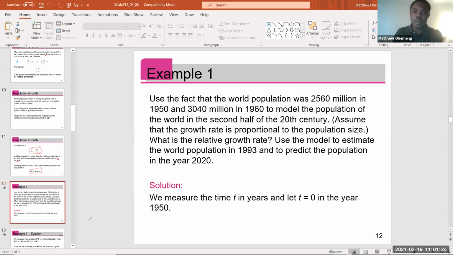Use the fact that the world population was 2560 million in 1950 and 3040 million in 1960 to model the population of the world in the second half of the 20th century, assuming that the growth rate is proportional to the population size. So that's our cue that we have to be using the model that we talked about, right? P of t equal to P of 0 e to the kt. What is the relative growth rate? In other words, find k, and then use the model to estimate the world's population in 1993 and to predict the population in the year 2020, right? So let's get back to the whiteboard and work this problem.